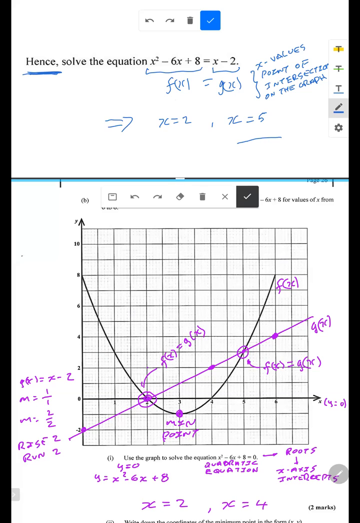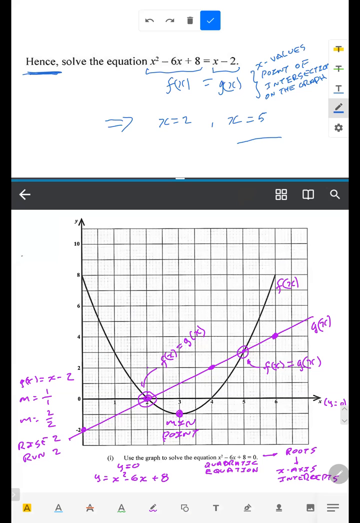But the question says hence, I mean the more I use the graph to do it. So those are the points where x equals 2 and x equals 5. And for the answer, you don't put the y values. All right? So basically that is that. Everybody good? Yes, sir. All right, so let's go.